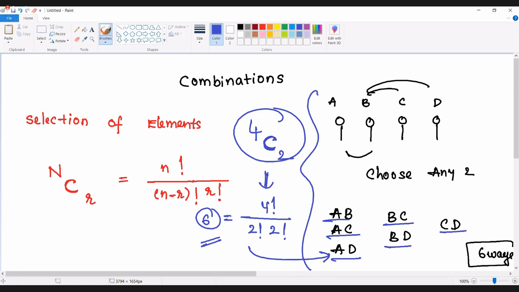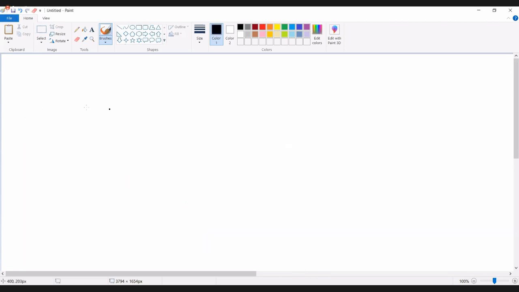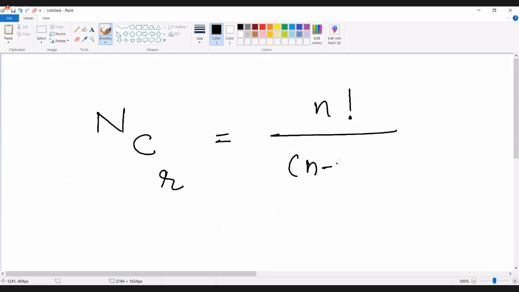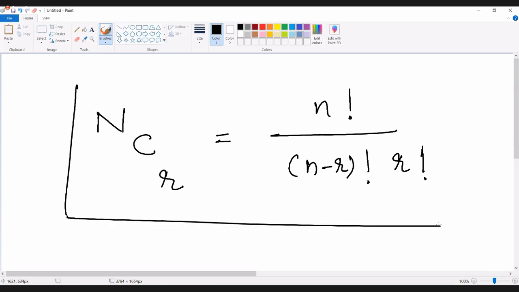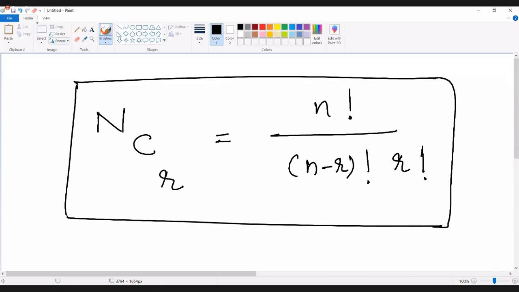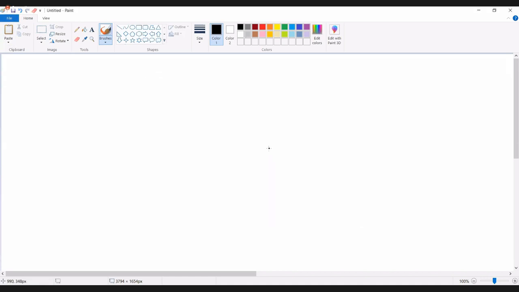So do remember, whenever you have n distinct elements, and out of them you want to choose r elements from the group of n elements, that can be done in nCr ways. nCr is nothing but n factorial divided by (n minus r) factorial into r factorial. This is the formula which we can use. Okay, so keep it in mind.